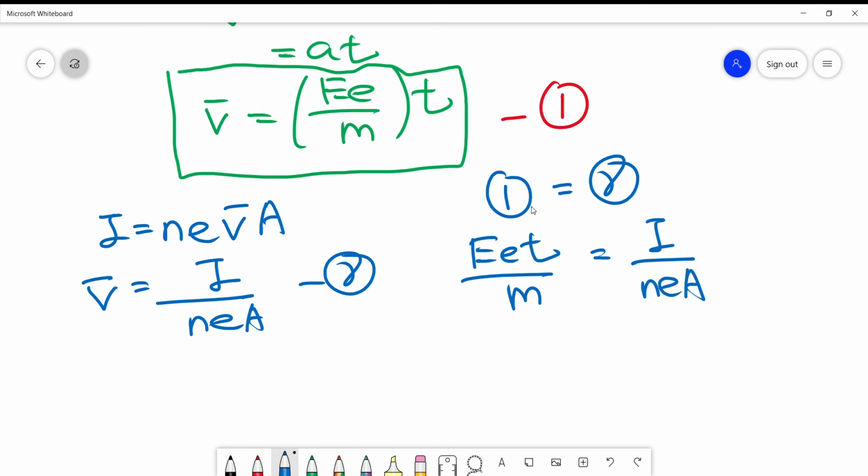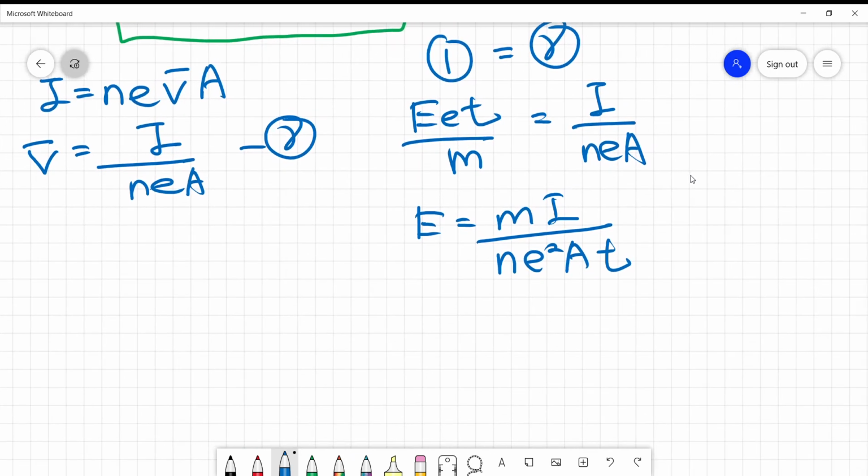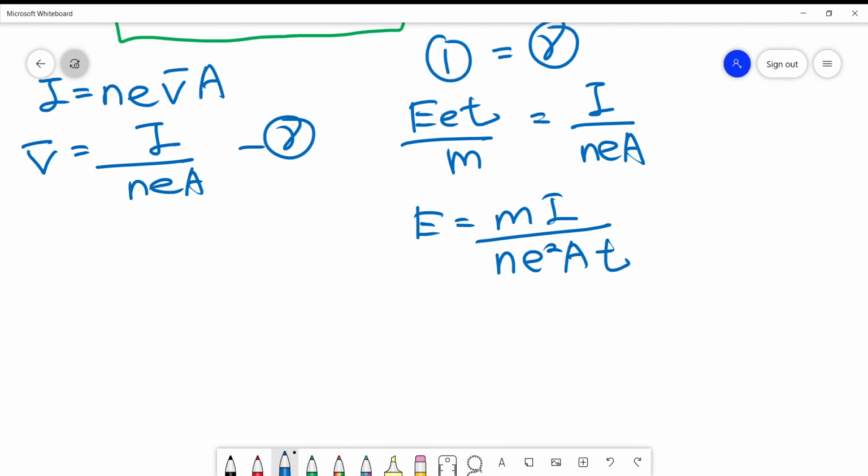Okay, so let me just observe for a while. If I derive for the electric field, this is mI over ne squared A t, and this is the electric field. So I get the final formula, which is the formula of the electric field, and this is equation 3.